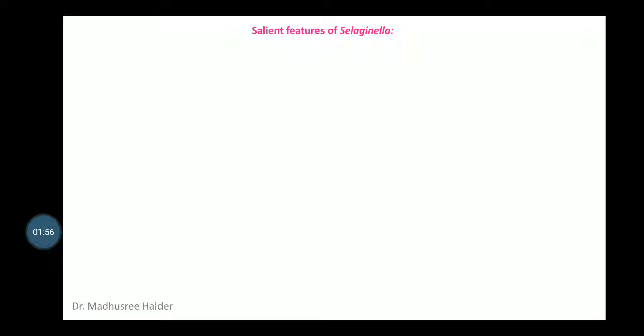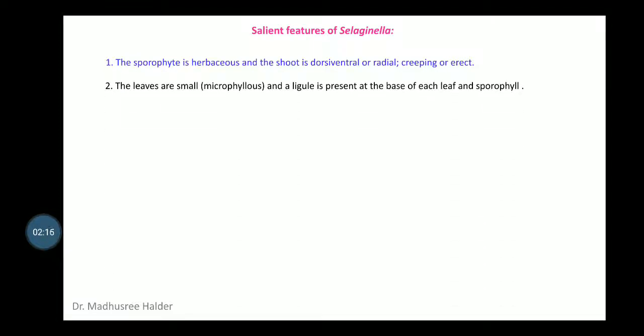Next thing we have to discuss is the salient features of Selaginella. First, the sporophytic plant body is herbaceous and the shoot is either dorsiventral or radial, either creeping or erect. Next, the leaves are small, that is, microphyllous, and a unique character is the ligule present at the base of each leaf and sporophyll. Number 3 is the rhizophore. The rhizophore is actually a leafless structure from where roots arise.